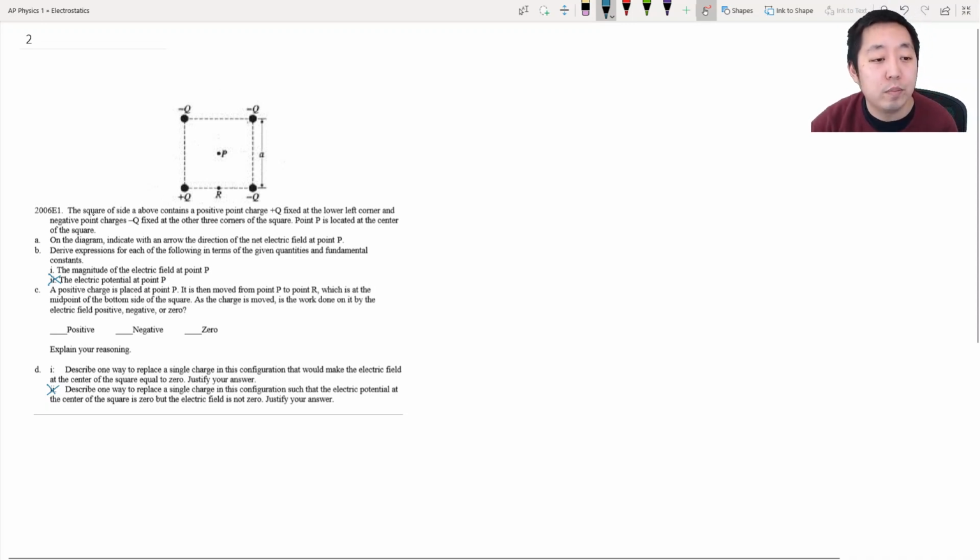the problem. The square of a side A contains a positive point charge Q fixed at the lower left corner and a negative point charge Q at the other three corners of the square. Point P is located at the center of the square. On the diagram, indicate with an arrow the direction of the net electric field at point P.